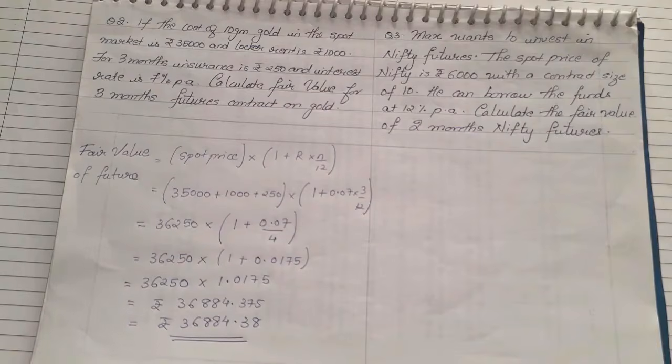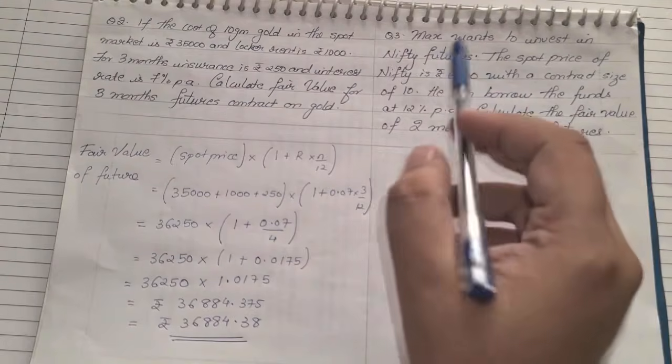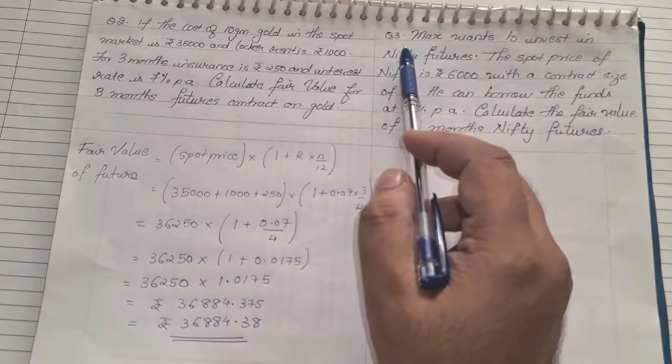So that's the final answer. So the fair value for future is rupees 36,884.38. Now similar topic but a different variation in the question can also be asked. Now let's see the third example.